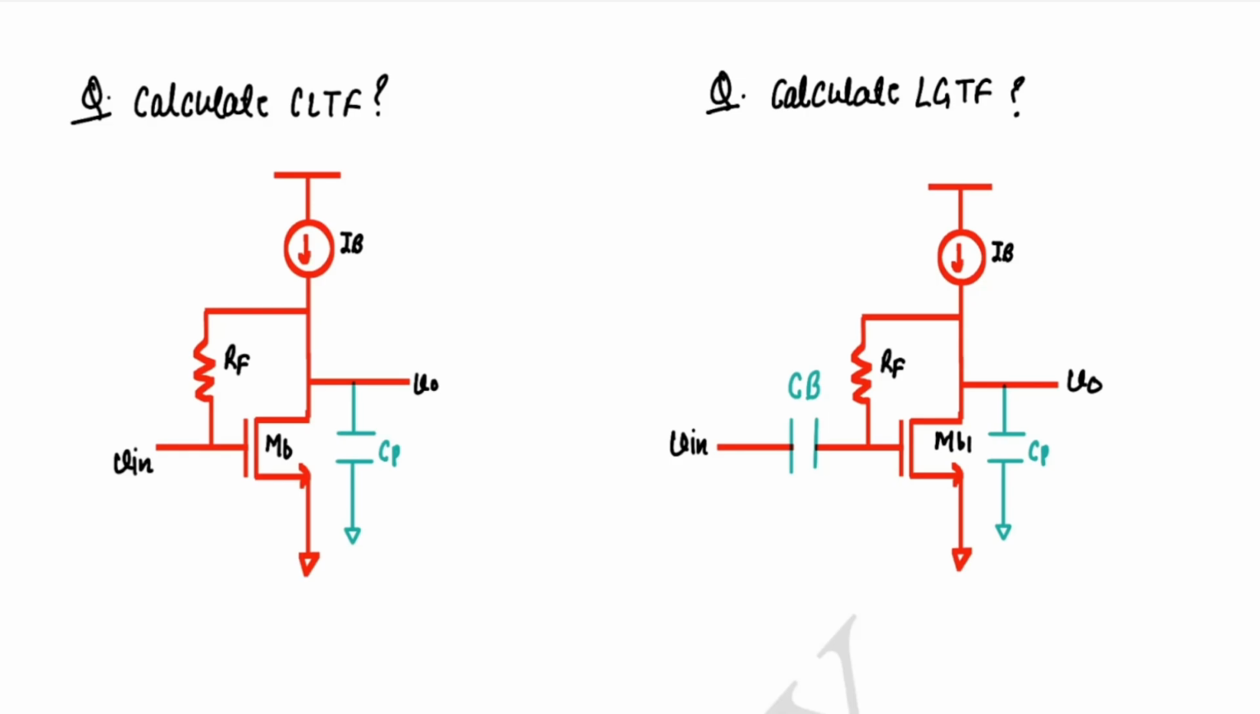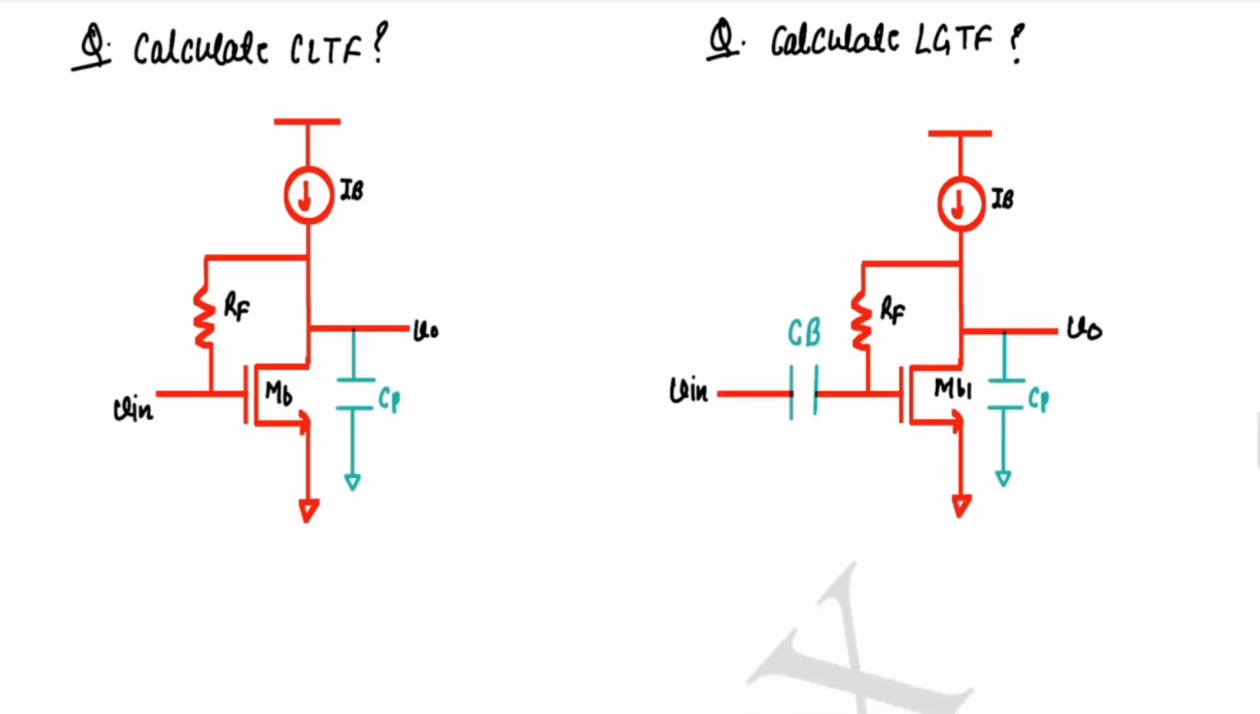Hello everyone. So in this video we will solve the closed loop transfer function for the first problem and the loop gain transfer function in the second problem. There can be many methods we can solve this. We can use the Miller approximation also. I'll give only a hint for the Miller approximation and you can do it on your own.